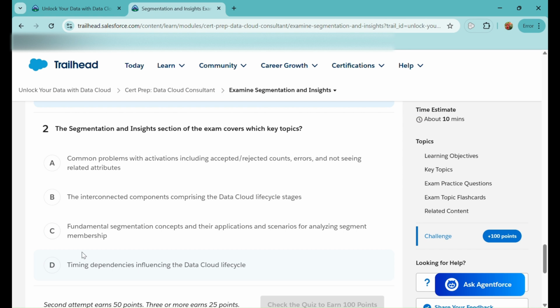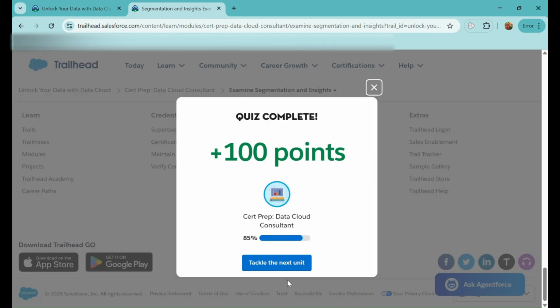Second question is, the segmentation and insights section of the exam covers which key topics? First option is common problems with activations, including accepted rejected counts, errors, and not seeing related attributes. Second is the interconnected components comprising the Data Cloud lifecycle stage. Third option is fundamental segmentation concepts and their applications and scenarios for analyzing segment membership. And the last one is timing dependencies influencing the Data Cloud lifecycle. So I believe C option is the correct one. Let's check. And it is correct.